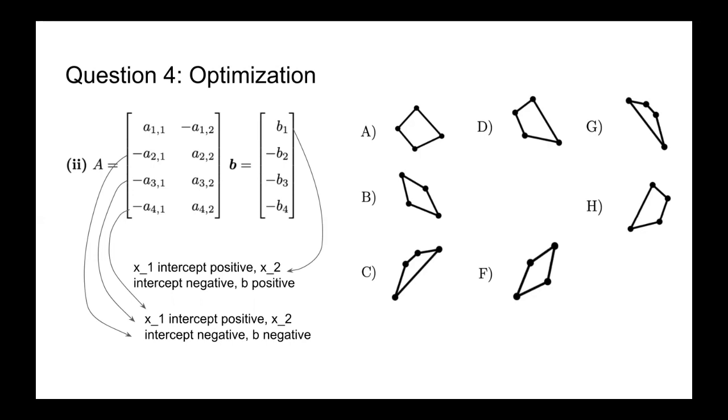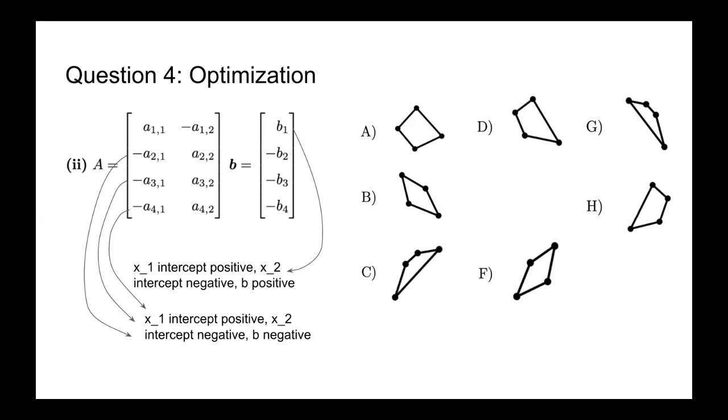We can also calculate the x2 intercept in that same manner. In that case, we find that the x2 intercept is negative. And finally, we also observe that our b is going to be positive. So now looking at the other three constraints, which have the same signs for the coefficients, we can see that the x1 intercept will be positive because when we set x2 to 0 and we calculate it, let's say for the second constraint, our x1 is going to be negative b2 divided by negative a2,1. And since the negatives cancel out, that means our x1 is going to be positive. We can also find that our x2 is negative and our b value is negative.